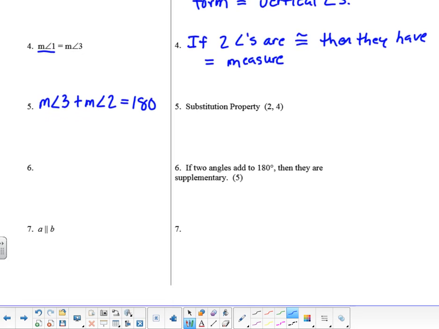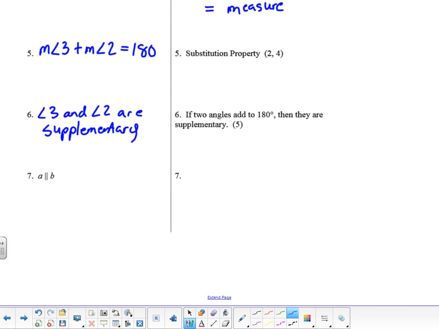Okay, now what do we know about those two angles? Because they add up to equal 180, then they are supplementary. So we can say angle 3 and angle 2 are supplementary. Okay, now same side interior angles are supplementary, therefore the lines are parallel. Okay, and this is our first time using this reason. To be honest with you, it's not used as much. That's why we didn't do it as much, but we do need to know how to do it.